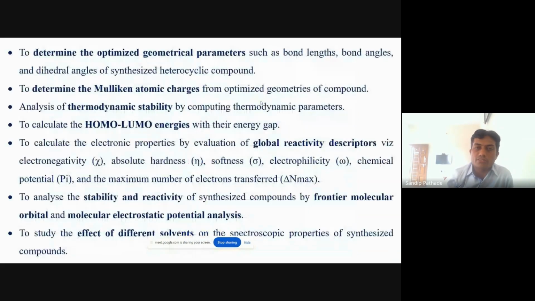These are some objectives for the DFT study of the synthesized compound: to determine the optimized geometry parameters of the synthesized molecule, to determine the molecular atomic charges of the molecule, to analyze the thermodynamic stability of the compound, and to calculate the HOMO-LUMO energies with their energy gap. Also, this DFT investigation of the molecule can be used for the evaluation of various global reactivity descriptors, which is very crucial for determining the stability of the compounds.